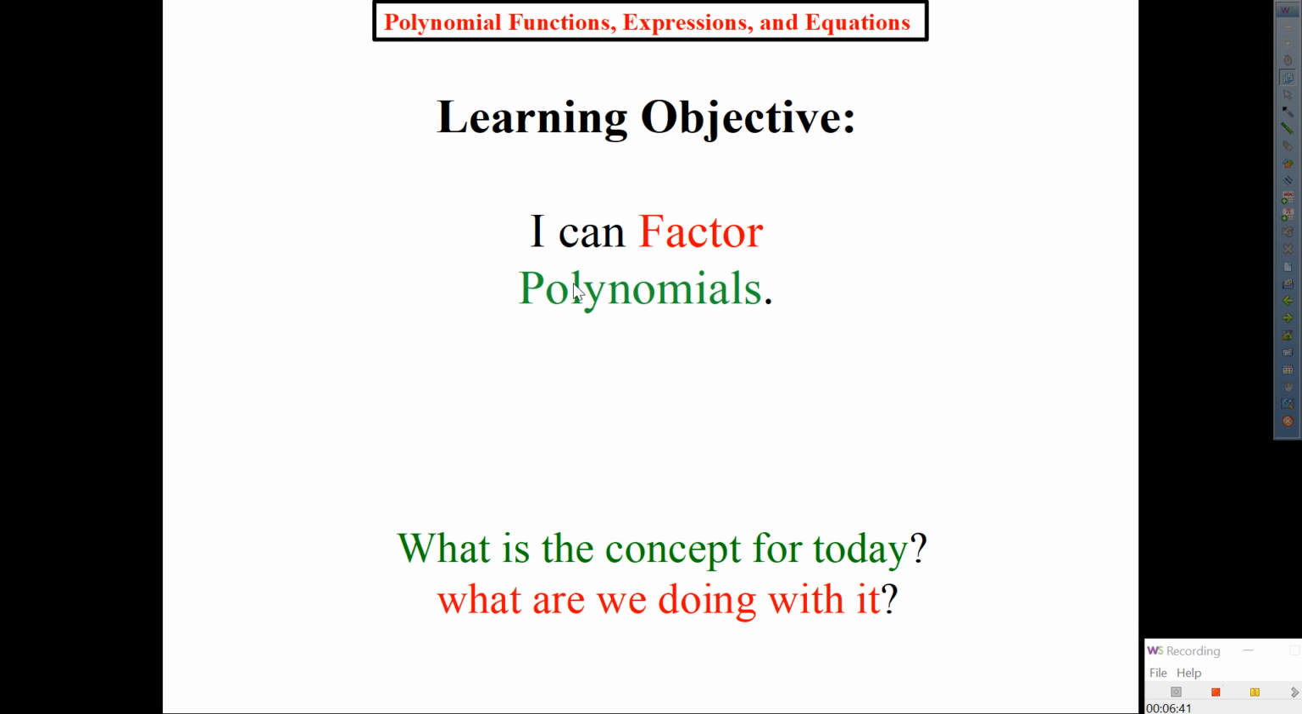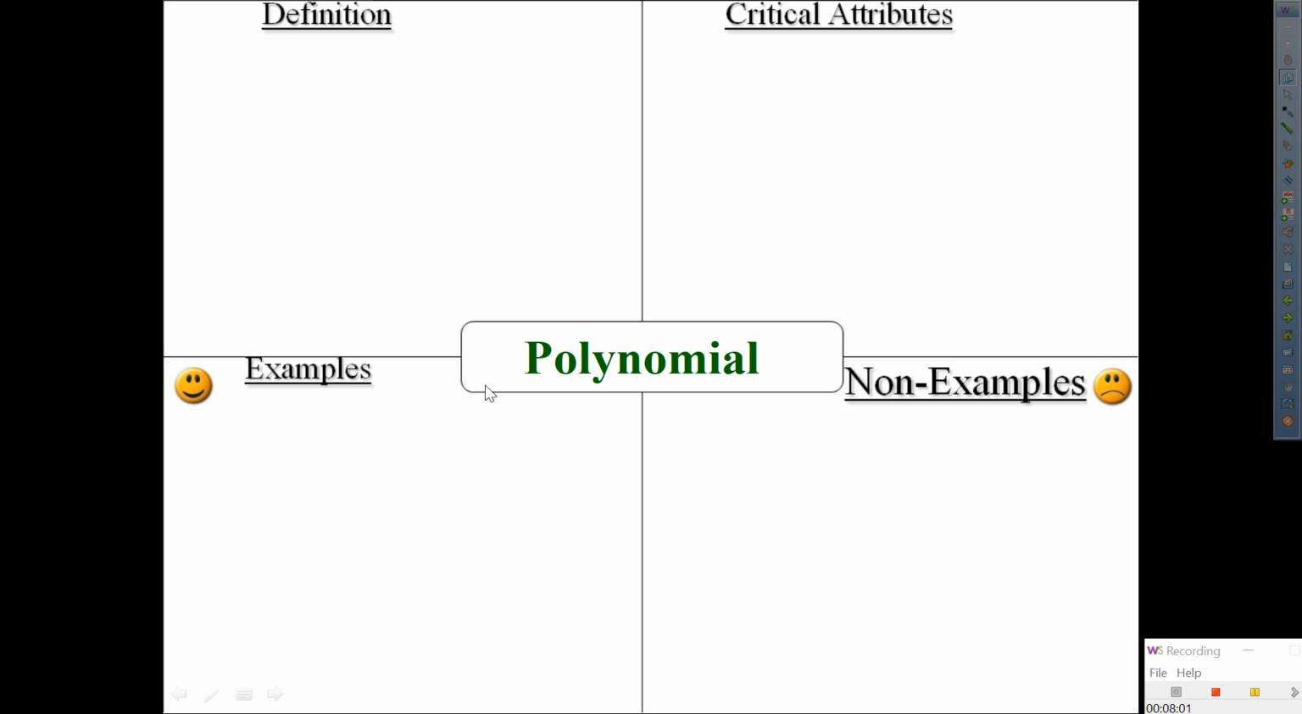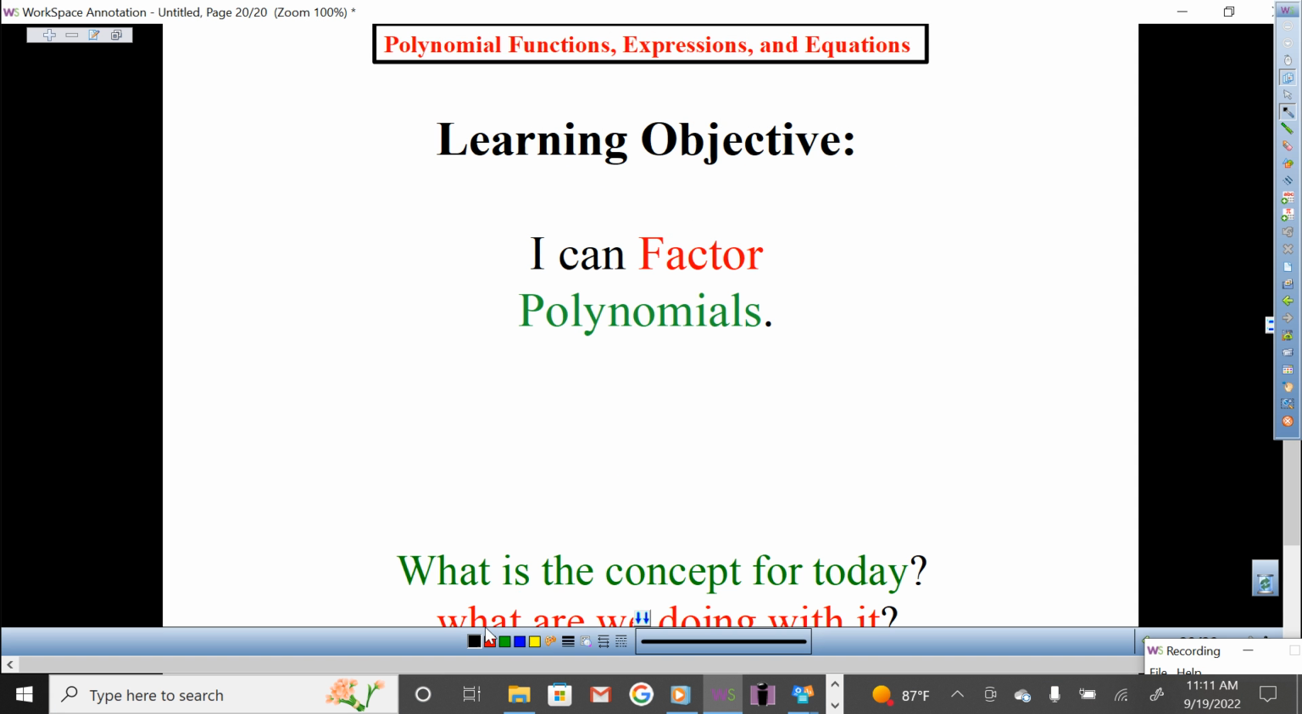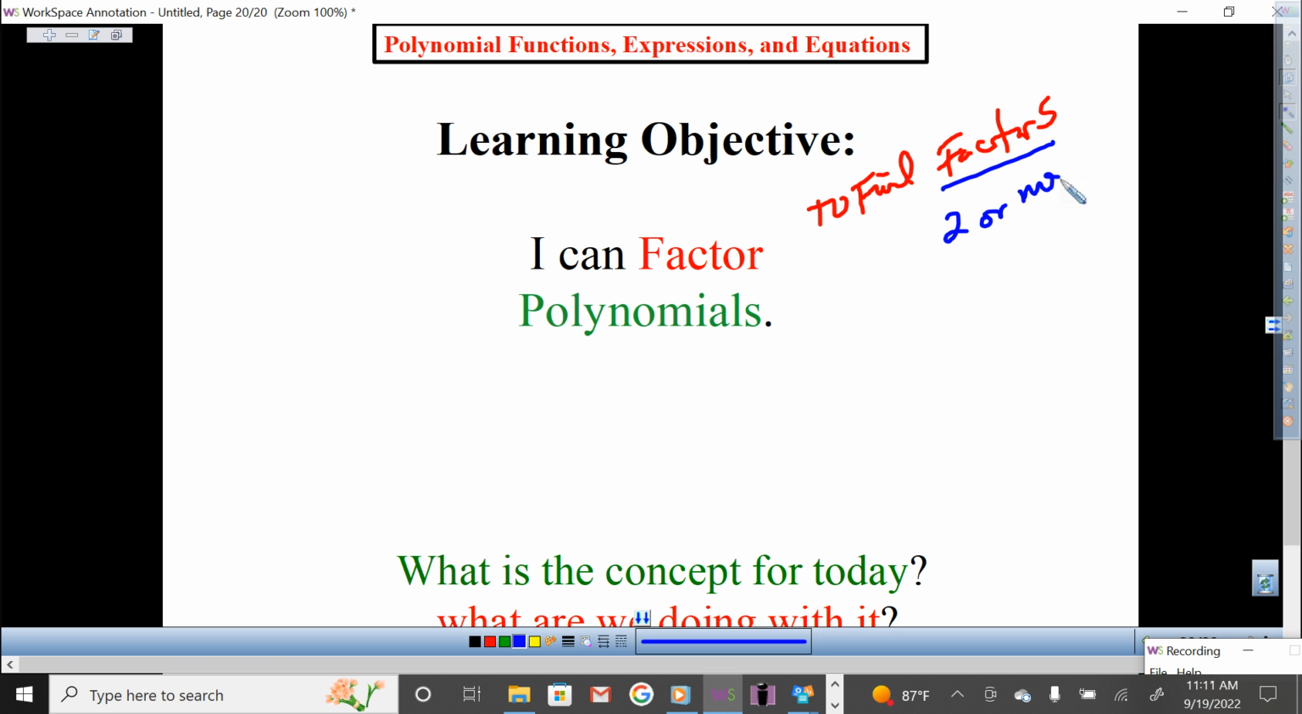I can factor polynomials. Once again, I mentioned today when I ask you to factor, all it means is to find factors. And what are factors, Mr. Q? You don't have to copy this. This is just clarifying. Factors are two or more numbers that multiply.